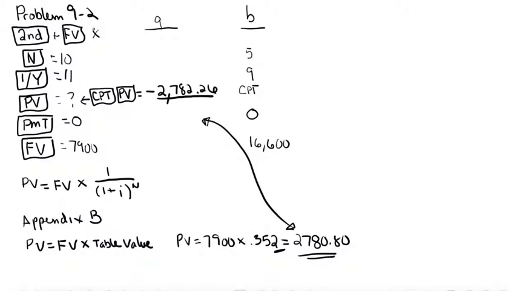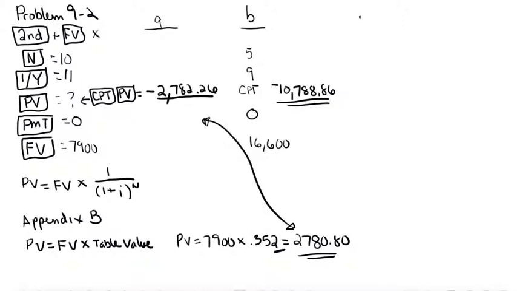And what do I get? I end up getting negative 10,788.86. So B would be 10,788.86.